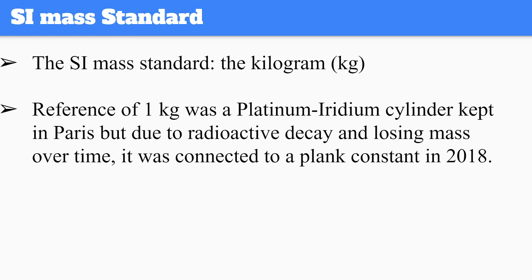So that was one cylindrical or spherical object that was kept in Paris, and that was the reference for 1 kilogram. What is 1 kilogram? They were showing that particular object. But it was only in Paris. And the other problem is decay. As time passes, things decay. Platinum iridium was a very special material that didn't decay too much, but even that really tiny decay was problematic. 1,000 years later, that 1 kilogram would not be the same 1 kilogram.